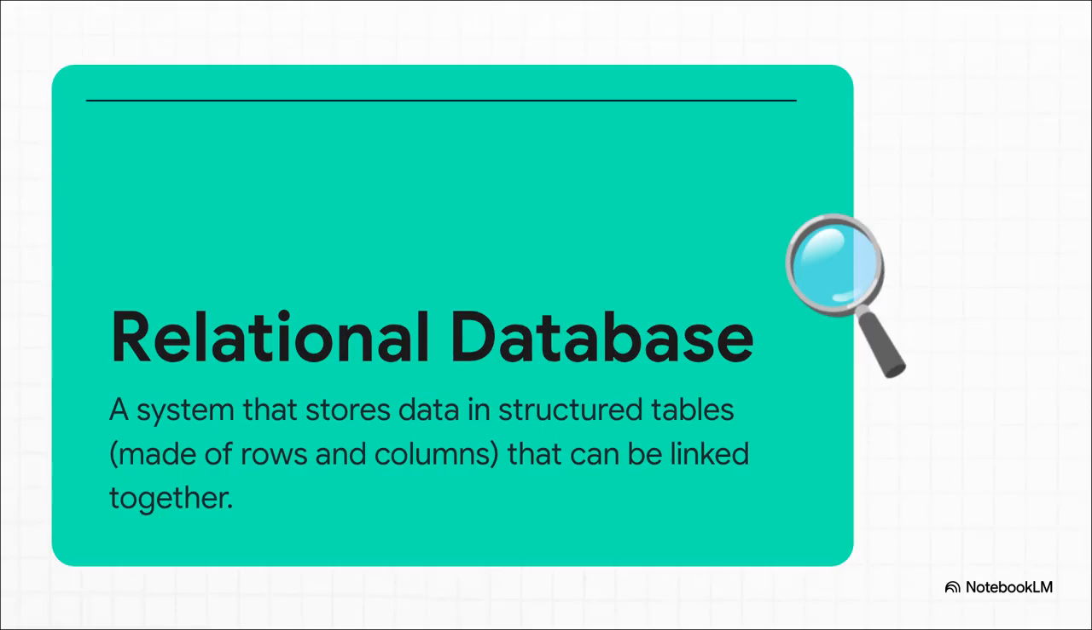So, what do we actually call this digital filing cabinet? Well, the technical term is a relational database. It's a system designed from the ground up to store and manage information in a super-structured way, using tables made up of rows and columns. And the relational part is the key. It means these different tables can be linked to each other. That's what turns a simple list into a powerful, interconnected network of information.